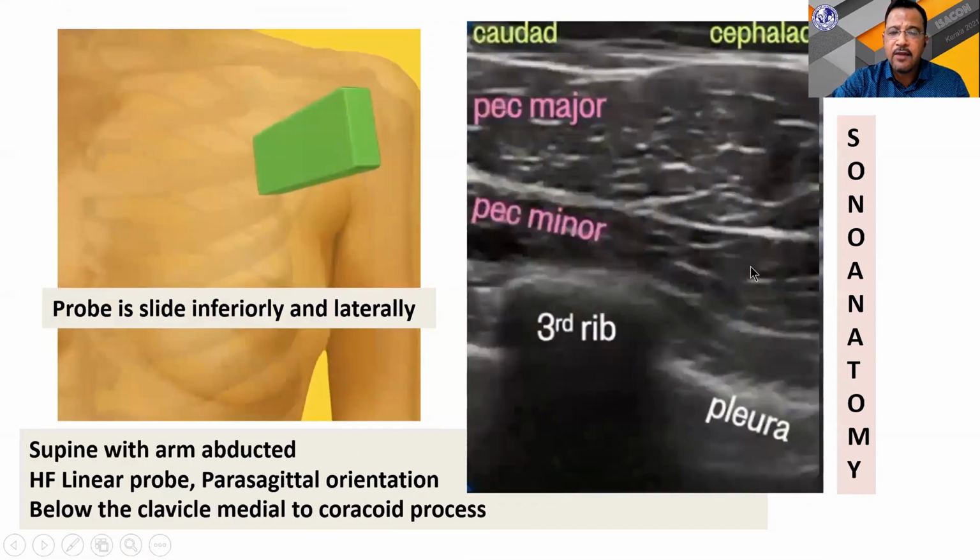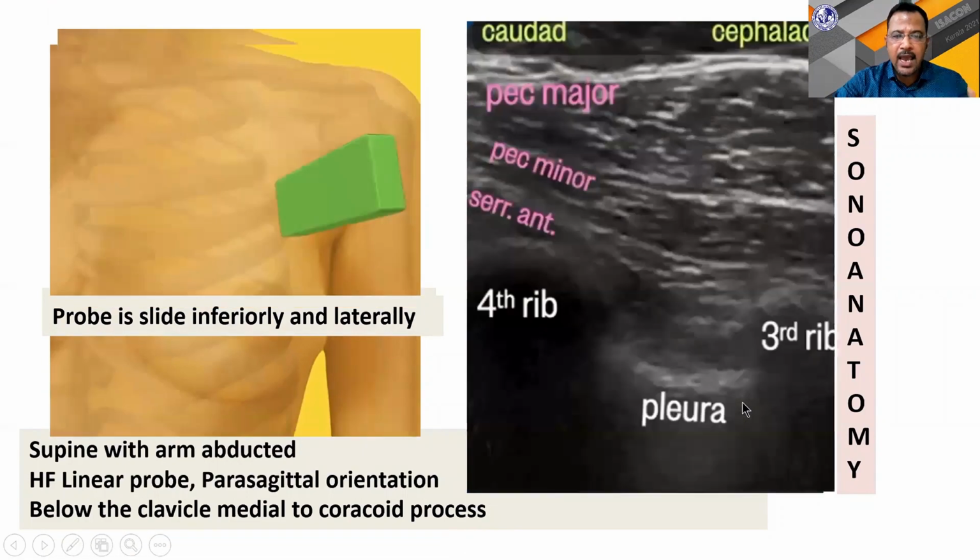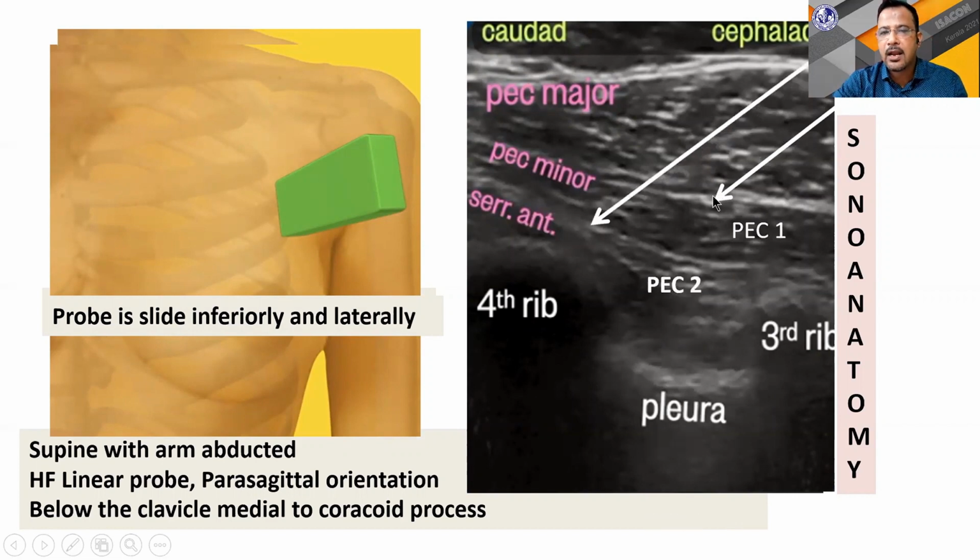And the probe is slid inferiorly and laterally. As I slide it inferiorly and laterally, I start seeing the third rib and a slip of serratus anterior muscle below the pec minor muscle, the intercostal muscles, and the pleura. And again, if I slide inferiorly and laterally, I see the fourth rib, with the serratus anterior muscle, the pec minor muscle, and the pec major muscle on top of it. If I bring the needle between the pec major and minor muscle, it becomes a pec 1 block. If I bring the needle between pec minor and serratus anterior muscle, it becomes a pec 2 block at the level of third or fourth rib.